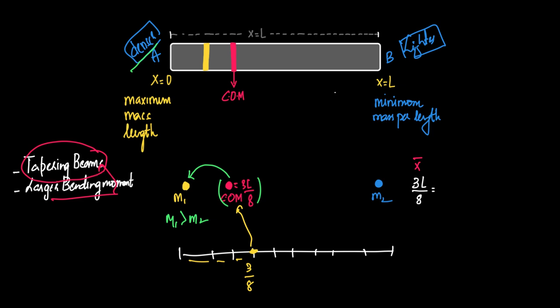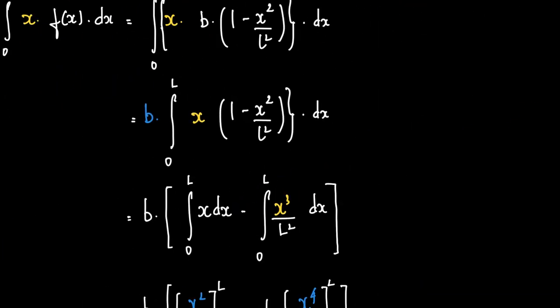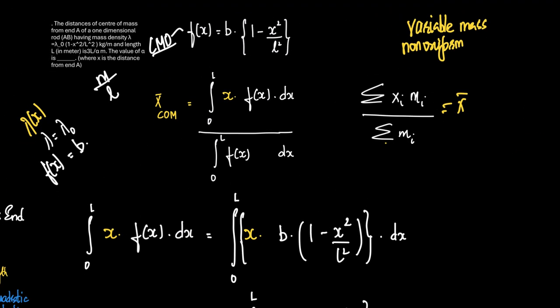Since we've discussed the concept in detail, let us now focus on the mathematical part of this, the integration part. So lambda x is replaced by f of x here. Lambda 0 is replaced by b, so it becomes f of x is equal to b into 1 minus x square by L square. Now why? Just for convenience. So we have x bar, which is the x coordinate of center of mass, given by integral of 0 to L x f of x dx by integral 0 to L f of x dx.